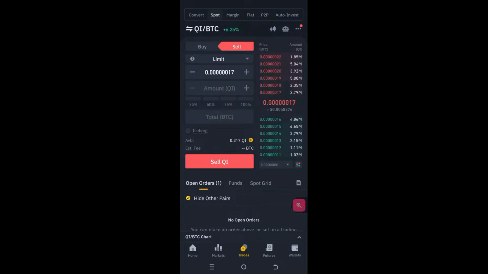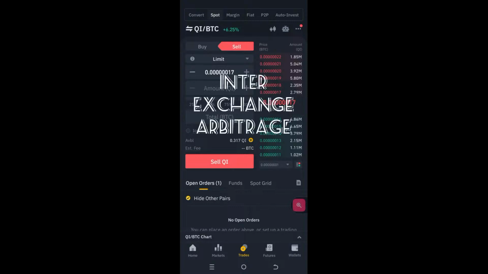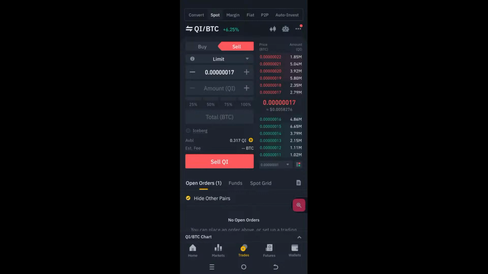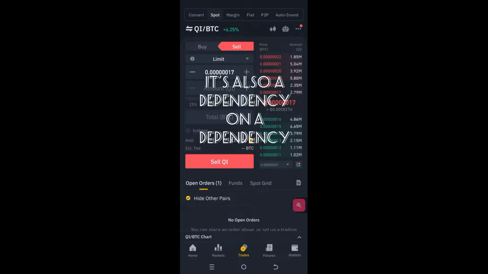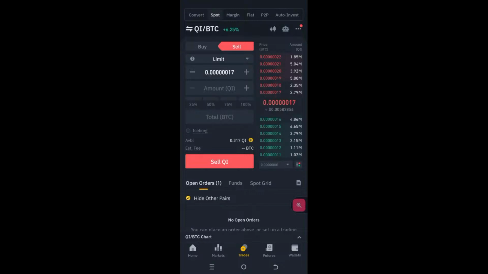Okay, so now let's go into the next one. Now, which makes money? Let's look at inter-exchange arbitrage. Inter-exchange arbitrage is also a dependency on a dependency. And what is inter-exchange arbitrage? It's when you buy a particular coin cheaper on a particular platform or exchange and go sell it on another exchange for profit. Okay. Now, what are the things that are involved in doing inter-exchange arbitrage?